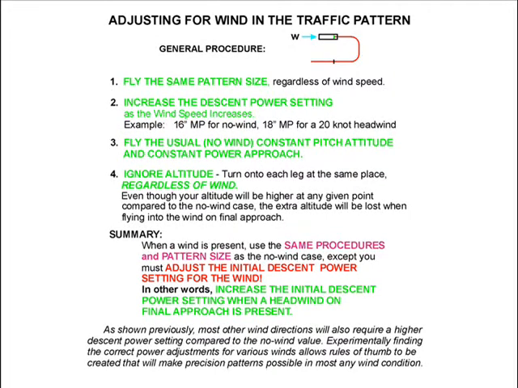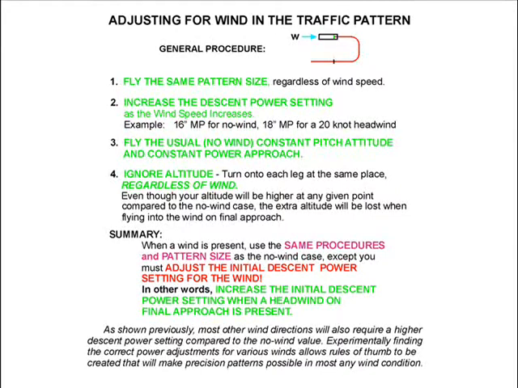Summarizing wind corrections. When a wind is present, use the same procedures and pattern size as the no-wind case, except you must adjust the initial descent power setting for the wind. In other words, increase the initial descent power setting when a headwind on final is present. As discussed previously, most other wind directions will also require a higher descent power setting compared to the no-wind value. Experimentally finding the correct power adjustments for various winds allows rules of thumb to be created that will make precision patterns possible in most any wind condition.